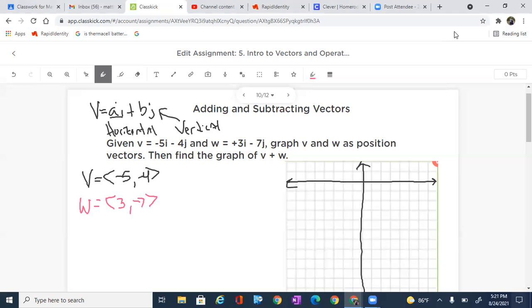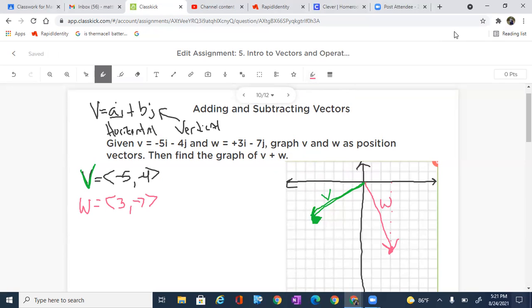Now, the best thing we can do now is just graph those. So let's go ahead and take v. And v is going to be, I'll go ahead and change that over to green, over to the left 5, 1, 2, 3, 4, 5, and then down 4, 1, 2, 3, 4. And this is going to be our vector for v right here. Okay. Once we have that, I'm going to graph w. So w comes in, it is over 3 and down 7. 1, 2, 3, 4, 5, 6, and 7. These are position vectors, so we do have to start from the origin, and there is w.